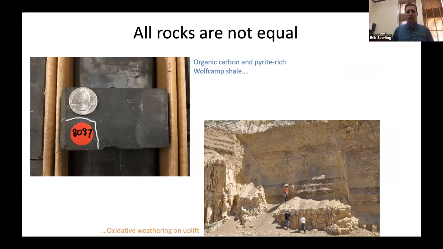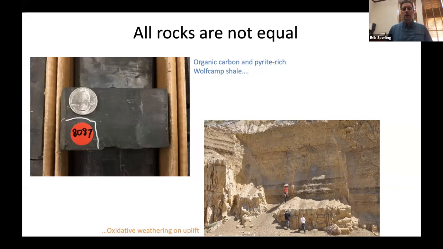The fact that all rocks are not equal can be easily and visually demonstrated by some samples from my grad student, Sam Ritzer's doctoral work. And she's been working here on the Permian Wolfcamp Shale from Texas. And you can easily see that the core samples are these nice black organic carbon and pyrite rich shales, where the uplifted samples are these tan brown colors, of course, because they've been oxidatively weathered. And if we were to include these samples in a database analysis, we would never want to include them both on an equal footing if we were looking at, say, the reduced components of the rock.